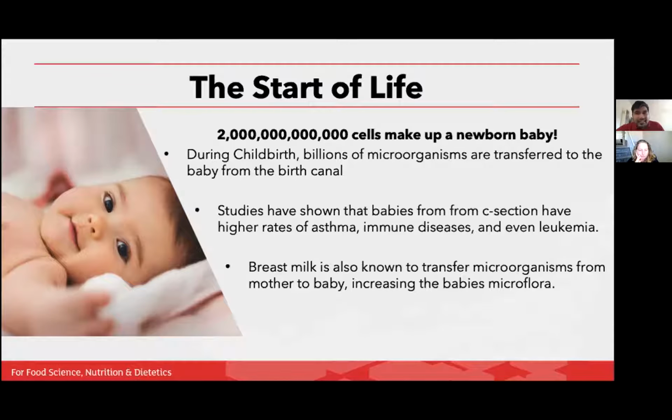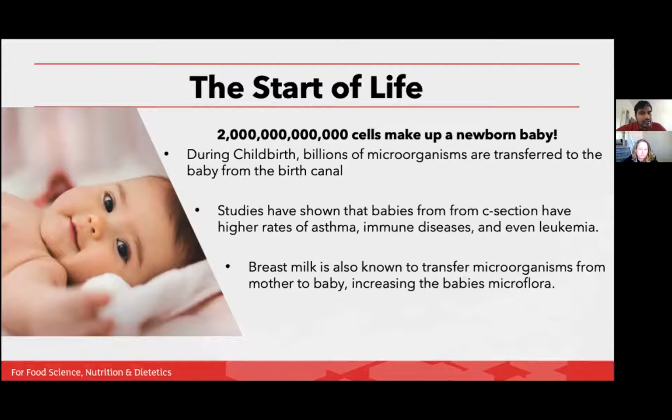Though we cannot see these microorganisms in action, these microbes are an essential part of an infant's health throughout their early years and development. Studies have observed that compared to vaginal childbirth, babies born from C-section face a higher risk of asthma, immune diseases, and even leukemia, predominantly in urban low-income populations. Research has also suggested that this correlation is due to the presence of beneficial microorganisms found in the birth canal.